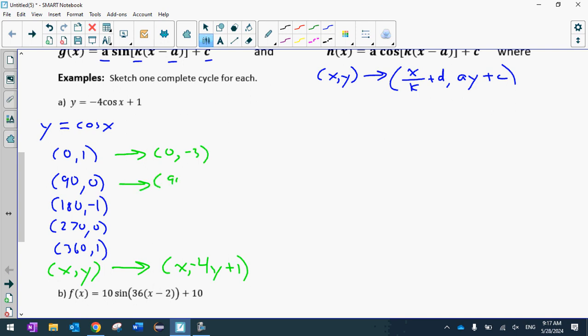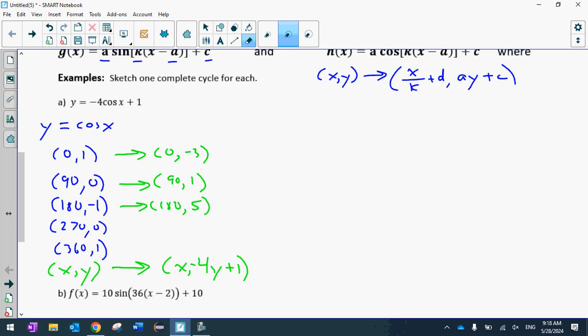Okay, 90 is still 90. -4 plus, okay, just 1. 180. And the -1 becomes -4 plus 1 is -3 again. That doesn't seem right. It's 5. Thank you. The other nice thing about this is you can tell if you made a mistake. Because I'm like, there's no way it's -3 again. We're not going back to -3 that quick.